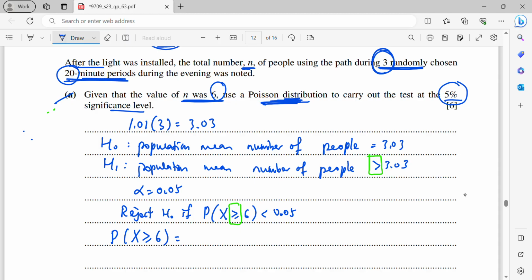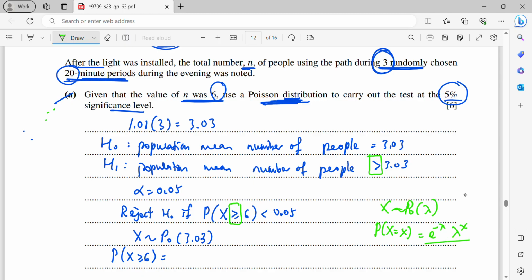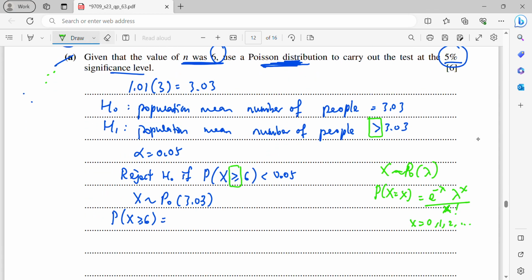Before I calculate this, I will write down my Poisson distribution first. My x is going to be Poisson 3.03. Now P(X ≥ 6): just now I gave you the formula. X is Poisson lambda, then P(X = x) is e to the minus lambda, lambda to the x, over x factorial, where x starts from 0 until infinity. This is the formula. Now you need the probability of at least 6.